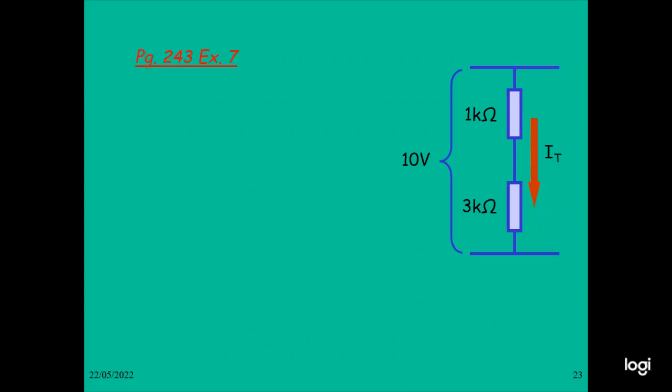The total voltage is 10 volts, and a 1 kilo ohm and a 3 kilo ohm resistor are connected in series. The current total is ID. Method 1: ID is the total voltage 10 volts divided by 1 plus 3 kilo ohms, which is 4 kilo ohms. So 10 volts divided by 4 kilo ohms gives 2.5 milliamperes. V2 is equal to 2.5 milliamperes times the resistance of 3 kilo ohms, so you get 7.5 volts.